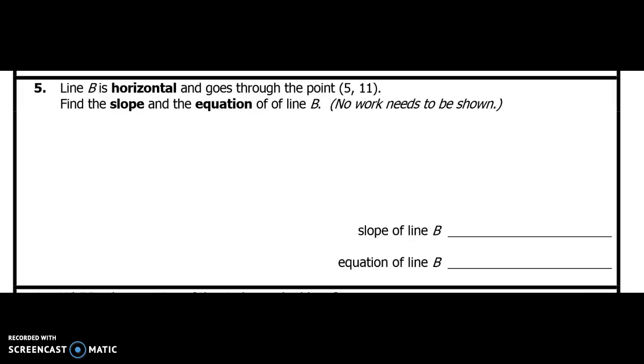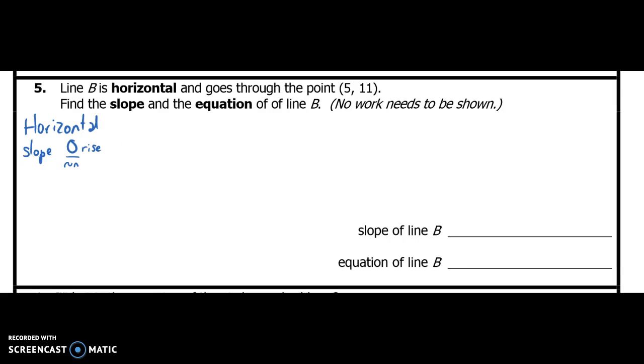For number 5, it's just a matter of remembering what horizontal lines look like and what their equations look like as well. For any horizontal line, just as a quick recap over here, and then we'll answer the question. For any horizontal line, the slope is always 0 every single time. And that's simply because there is no rise. There's 0 rise, even though there is some run. 0 divided by anything gives me 0.